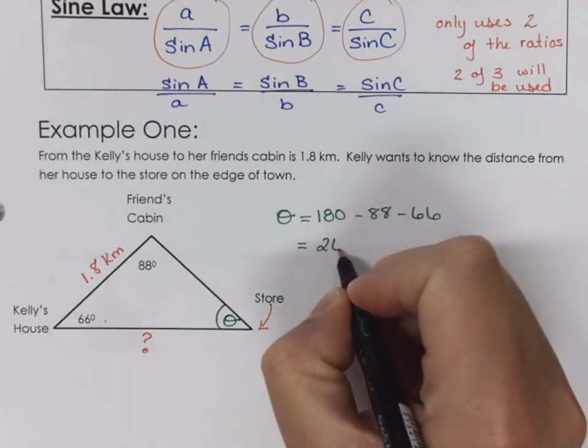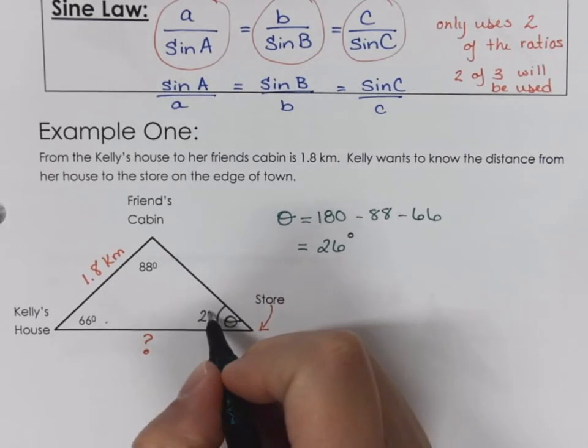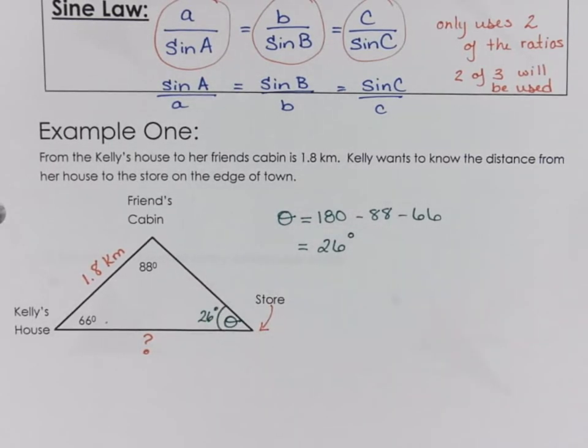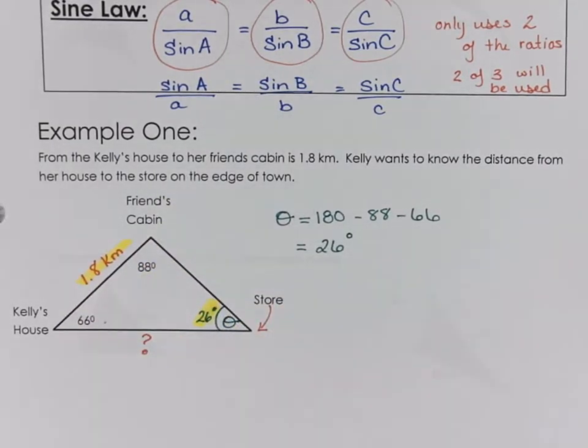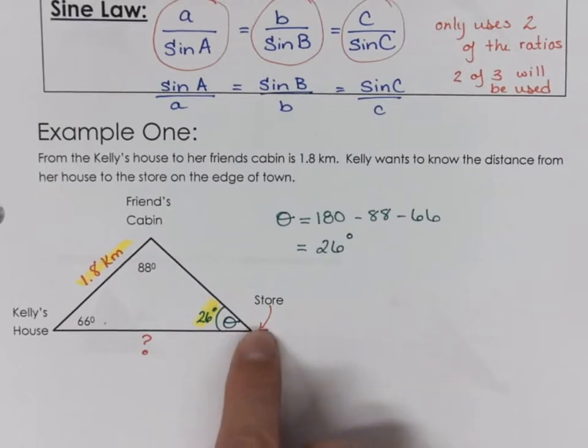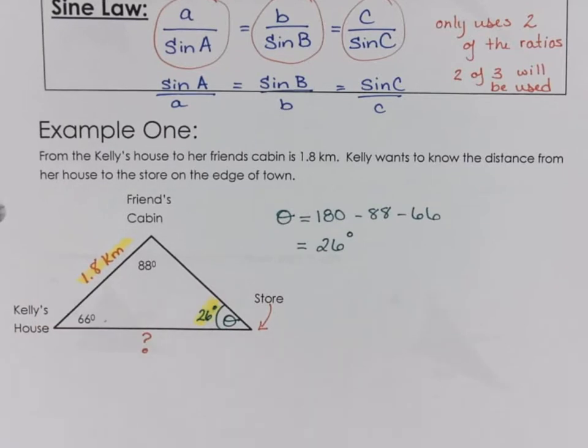26? 26 what? Hopefully degrees. So this is 26. Now that I know that, I have a set of information. This is my trigonometry set because the angle and the side are across from each other. This would be angle S, this would be side S. So you need something that is fully complete. You need one full set of information.